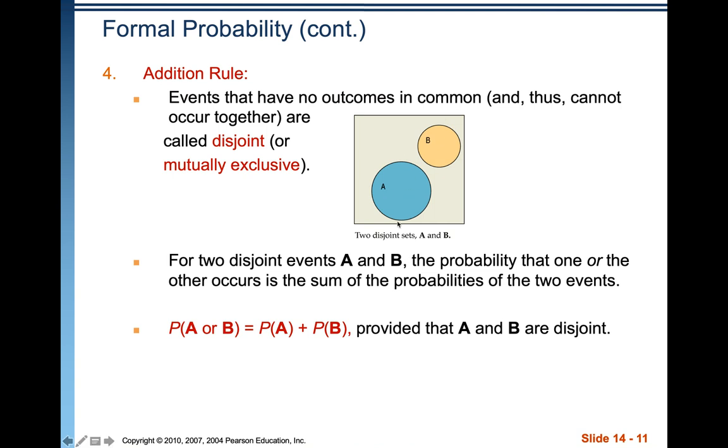Okay, when two events have no outcomes in common, we know these two, A and B, have no outcomes in common because in this Venn diagram, they don't overlap. We call the two events either disjoint or mutually exclusive. There's no overlap. So for these two probabilities, we can find the probability that A happens or B happens simply by adding together the probability of A plus the probability of B. What happens if there is an overlap? We're going to talk about that next time, but for today, we're just going to use the addition rule when we have disjoint events.